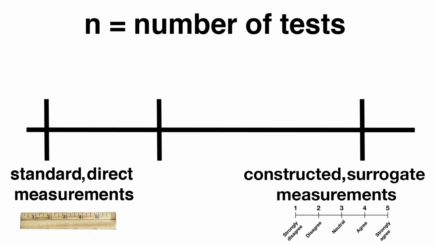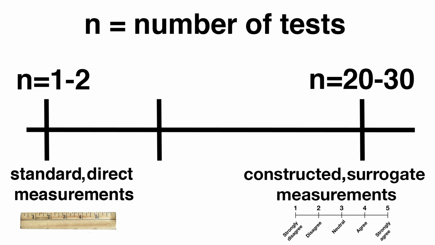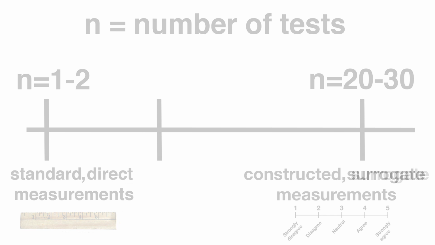For design teams conducting standard direct measurements, few tests are often needed. For example, if you're measuring the length or the width of a device, you may only need to do that once or twice. In comparison, for constructed or surrogate tests, you may need to do many repeated tests. A good rule of thumb is to do it 20 to 30 times. However, constraints such as time, access, and cost may limit your ability to do these repeat tests.